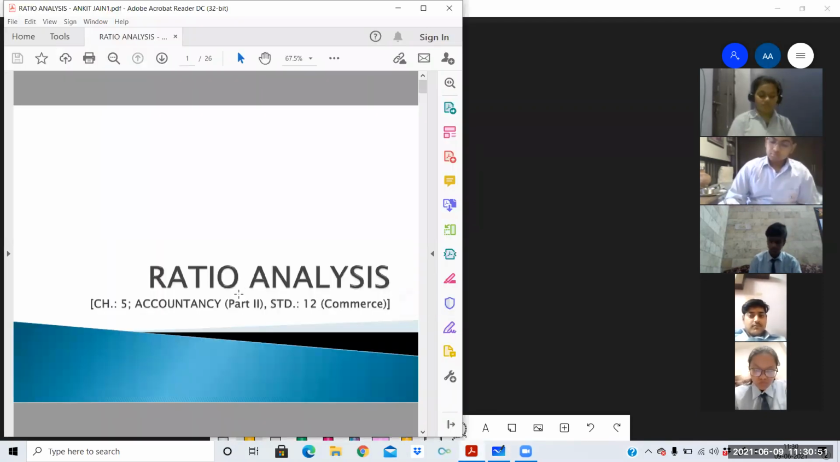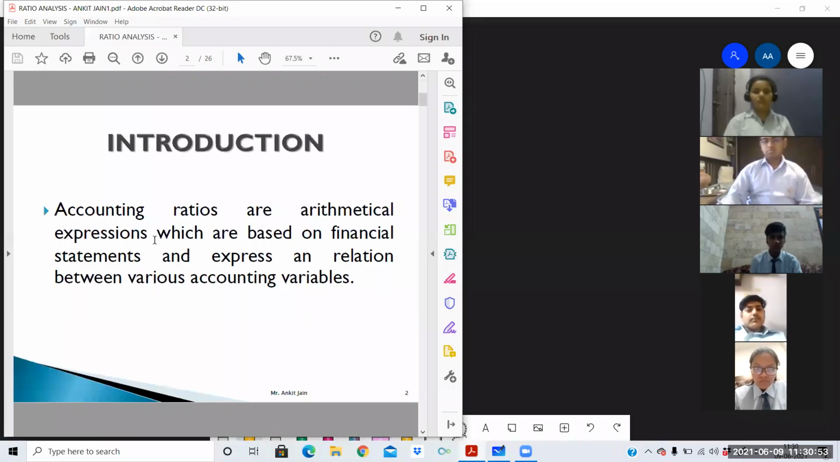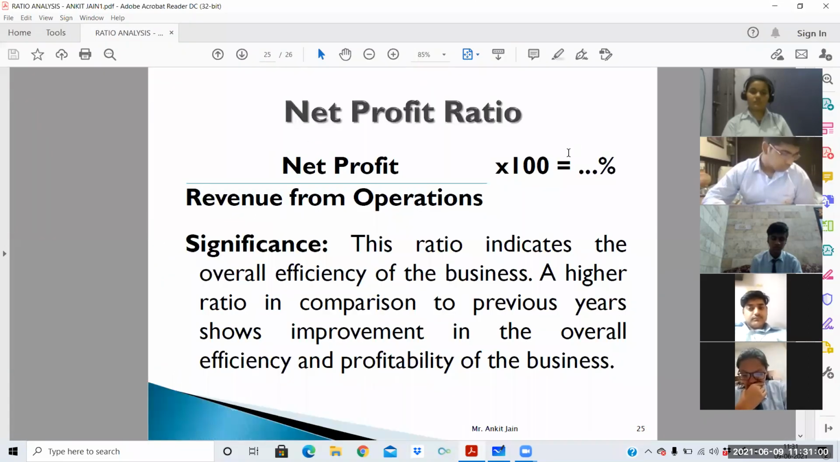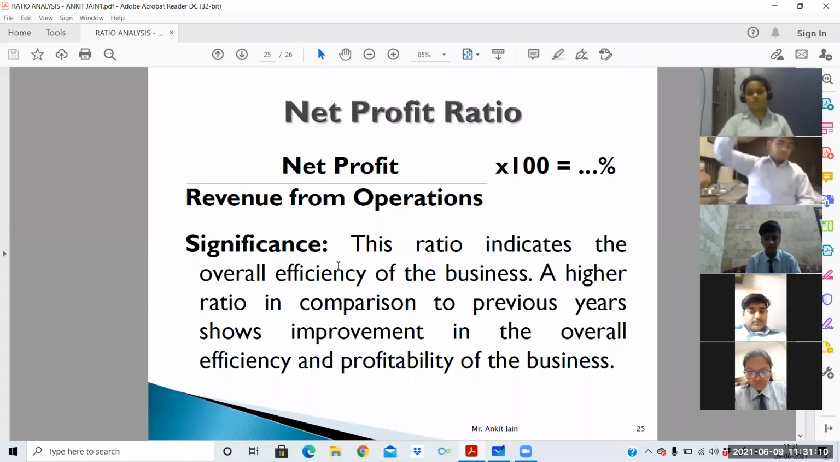Let's see the PDF also, PPT also for the formula and other things. So this is the net profit ratio. Net profit upon revenue from operations into 100, and the answer will always be in percentages. Same thing I have explained by using the board. And why is this ratio important? This ratio indicates the overall efficiency of the business.